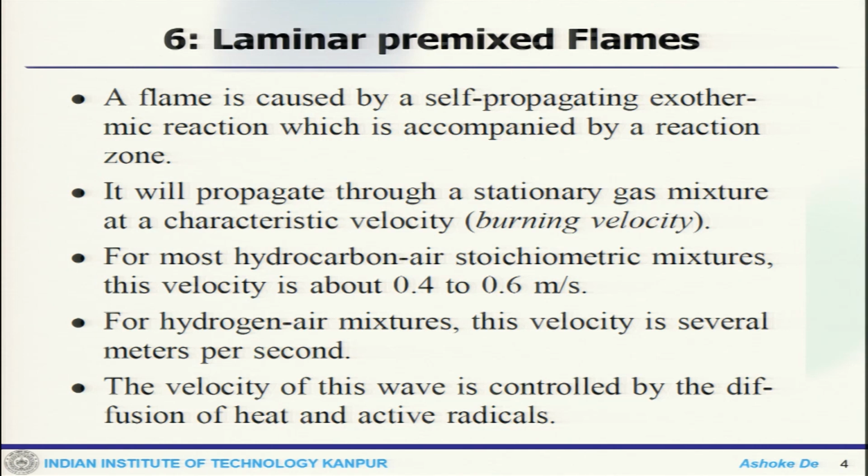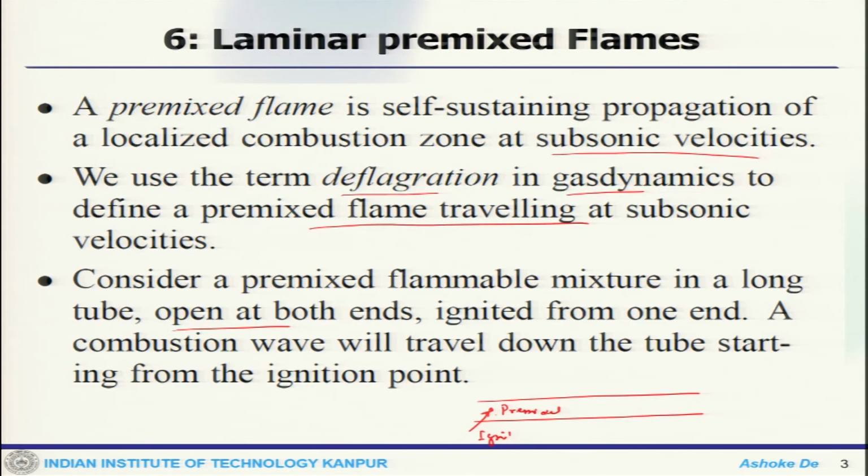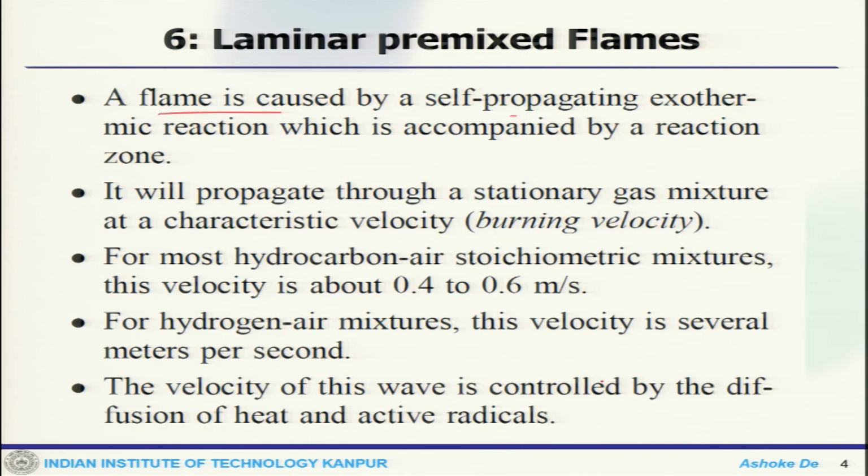Now, more to it, the flame is caused by a self propagating exothermic reaction which is accompanied by a reaction zone. That means, when this premix mixture is ignited, the combustion wave will travel towards the other side. So, if it is passing through this tube, somewhere it will create a thin reaction zone. One side of that would be the burned side, the other side would be the unburned side. That means, mixture comes in, so that it is a self sustaining or self propagating system.